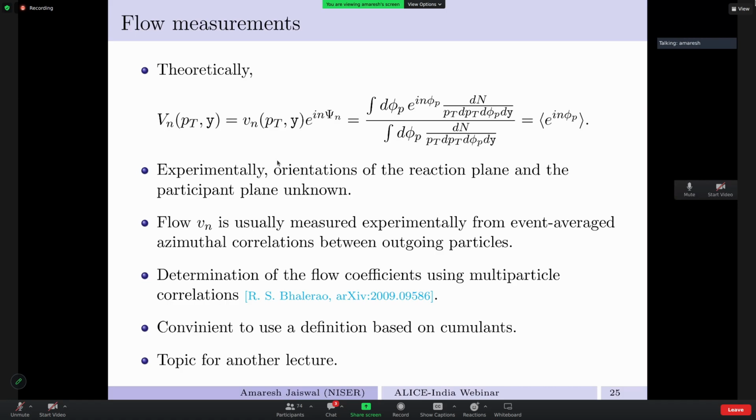So the idea is that what we have is in terms of moments. You can express it in terms of correlations and cumulants, and the cumulant definition is more convenient. But this whole explanation on how it is measured and what the correlations are requires another lecture. It's a topic for another lecture. So I suggest maybe the organizers can consider this.